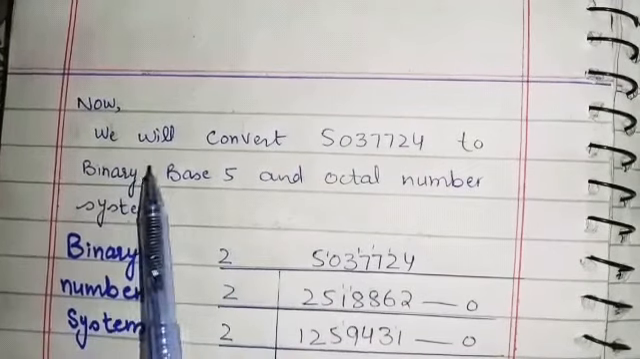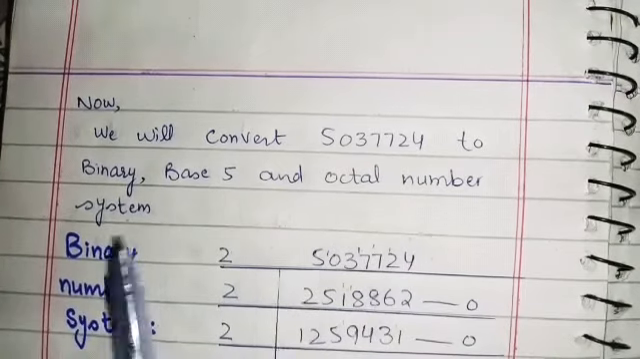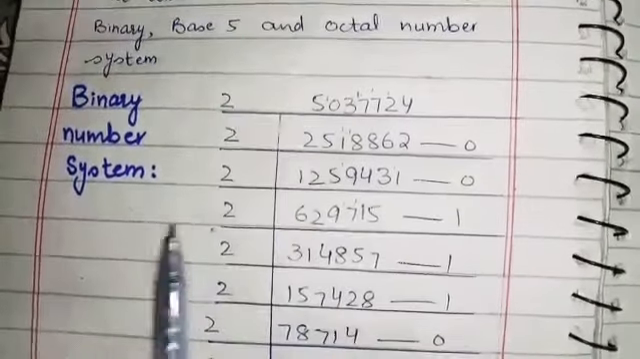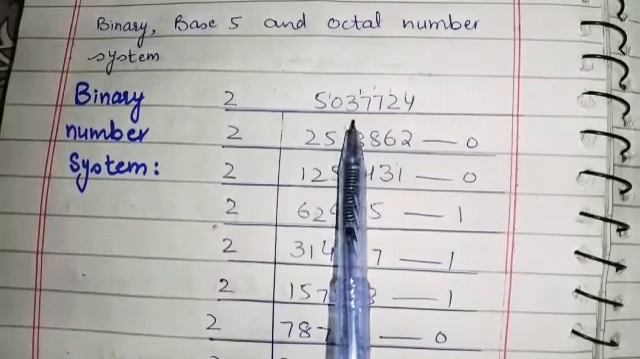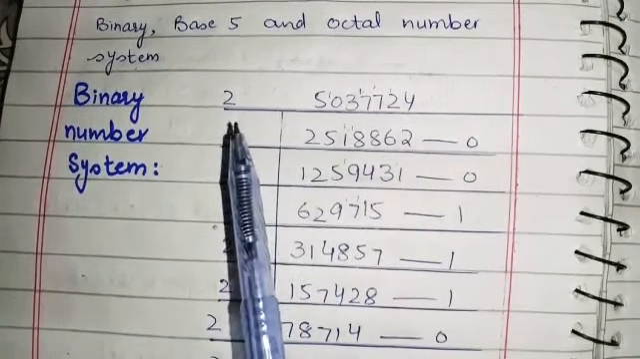We will now convert 5037724 to the binary, base 5 and octal number systems. Let's start with the binary number system. Students, this is the successive division method to convert a decimal number into the binary number system.